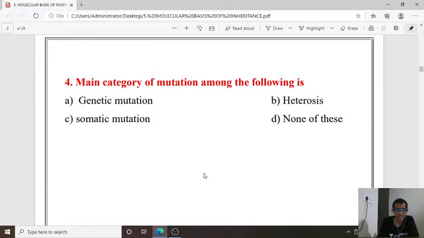The main category of mutation among the following is which one? The main category of mutation in the following thing: genetic mutation, heterosis, somatic mutation, none of these. So which is the main category? It is the A, genetic mutation. Got it? The first one, A, is the genetic mutation. It is the main category of mutation among the following.